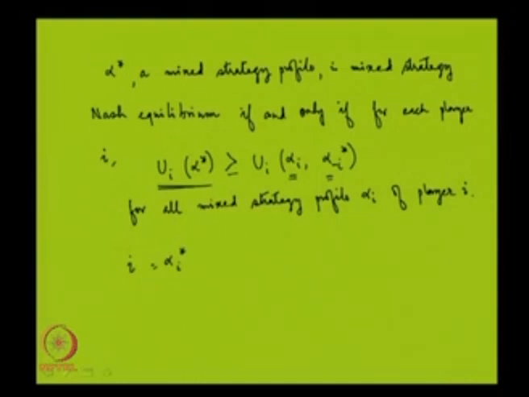What is to be remembered is that here this capital U is the payoff function of players under von Neumann Morgenstern preference. So these are the expected payoffs. These are not the kind of ordinal payoffs that we have seen before.